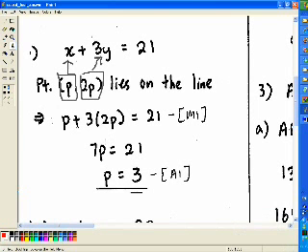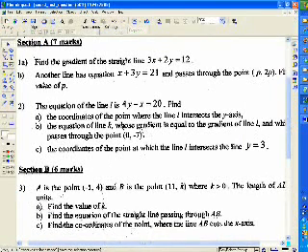That is why the next step is P plus 3 multiplied by 2P equals 21. So we simplify this. The next step you get P plus 6P equals 21. And we simplify further, we get 7P equals 21, and finally P equals 3. That's all for question 1. Okay, we take a look at question 2.